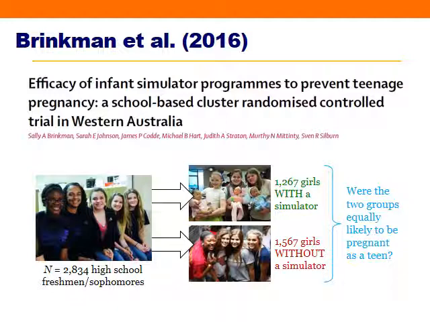The independent variable in this study is therefore whether or not they took care of the simulator. Some girls did, some girls did not. The dependent variable was whether they became pregnant before their 19th birthday. And as we'll see, some girls did and some girls did not.